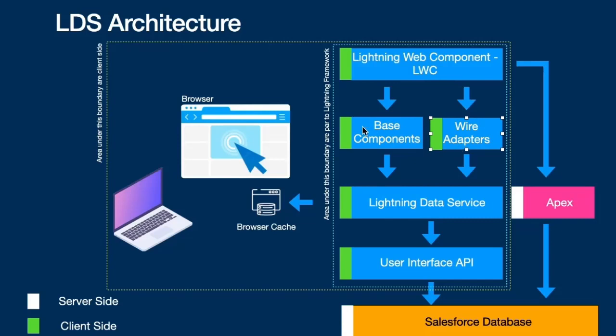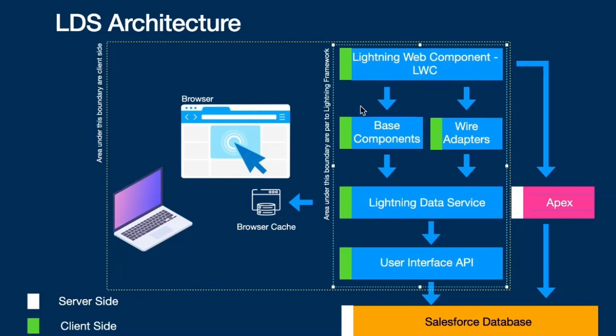So when building LWC components, we can use either of these two options, base components or wire adapters, to build our Lightning Web Components. Another route, we can directly make a call to our Apex class, which then makes a call to our Salesforce database, and then the data is returned back to the LWC component.